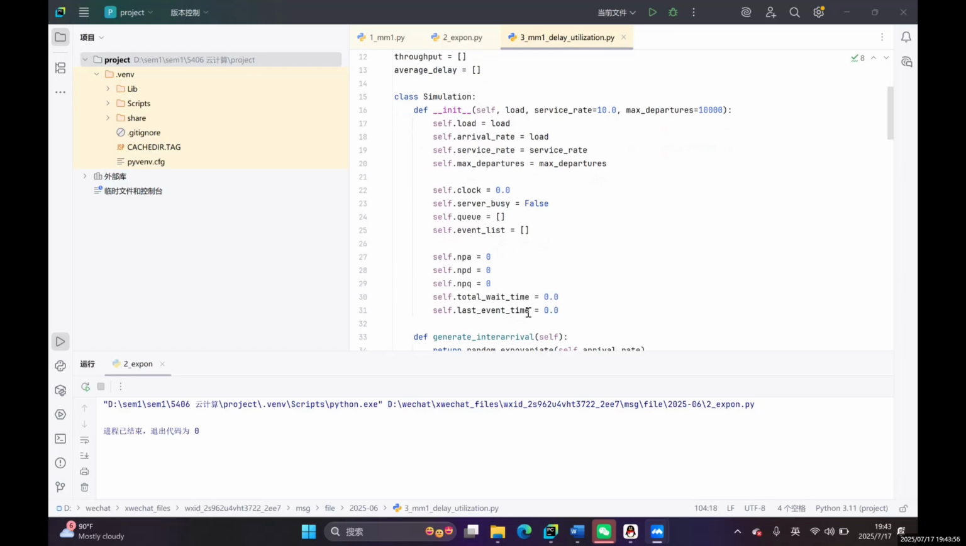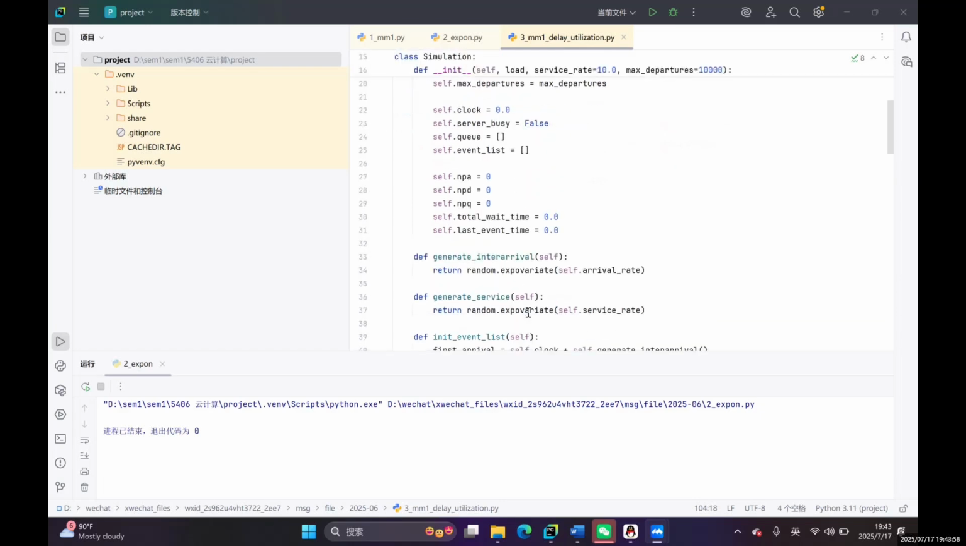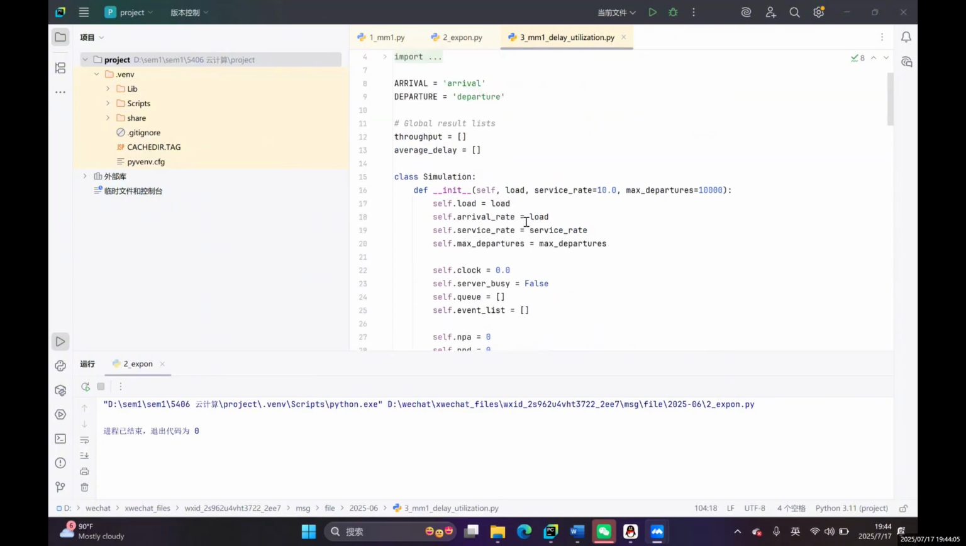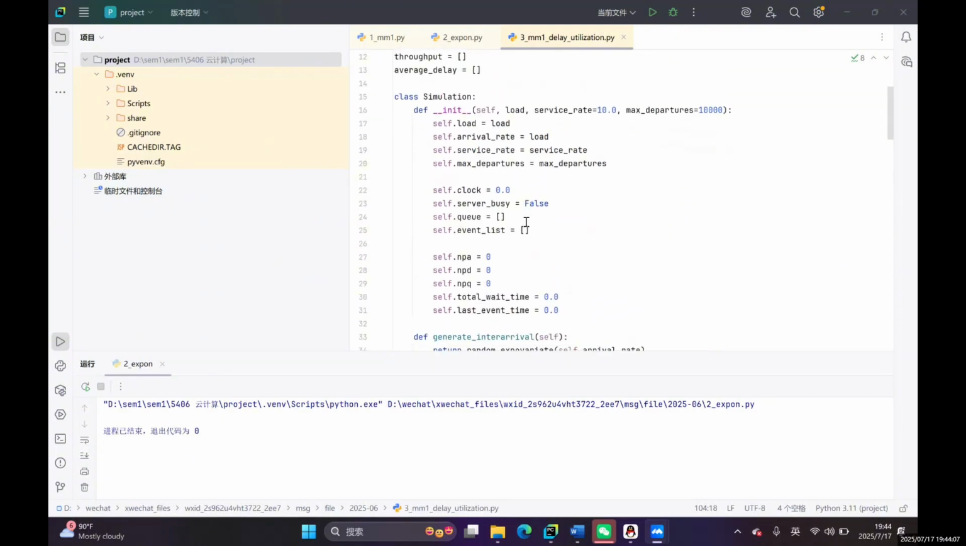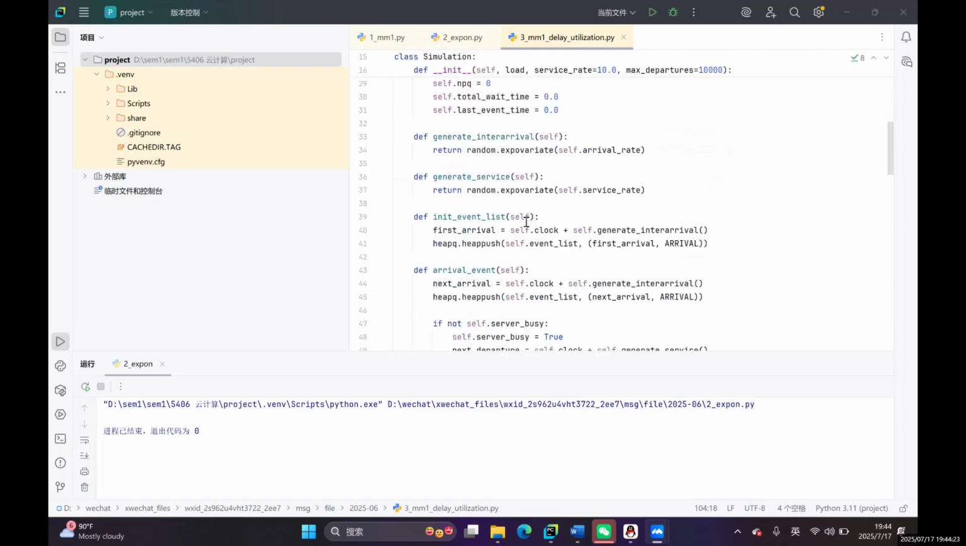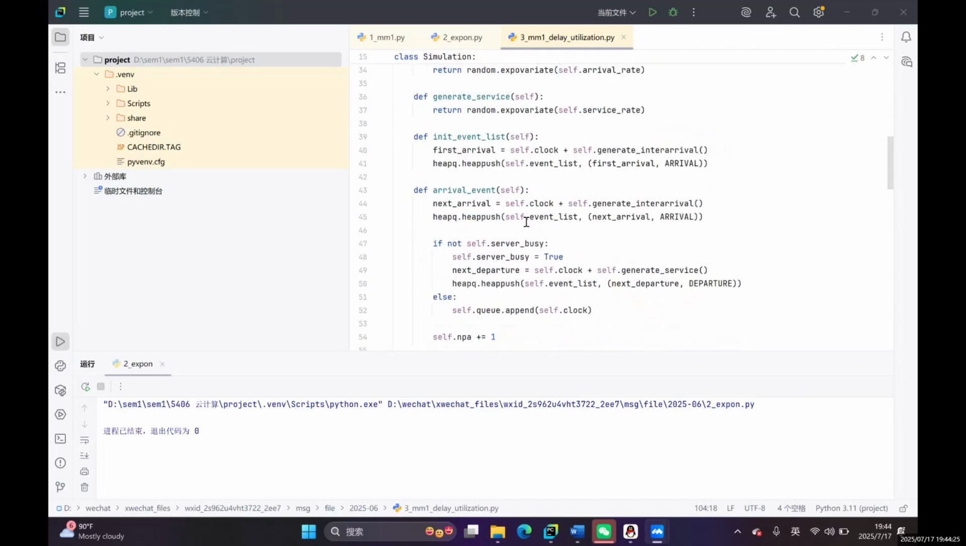time. I simulate 10 load levels from 1 to 9.5 with a service rate fixed at 10. And for each load, the simulation runs for 20,000 events to ensure the results are statistically reliable. After each simulation run, we store two key metrics.